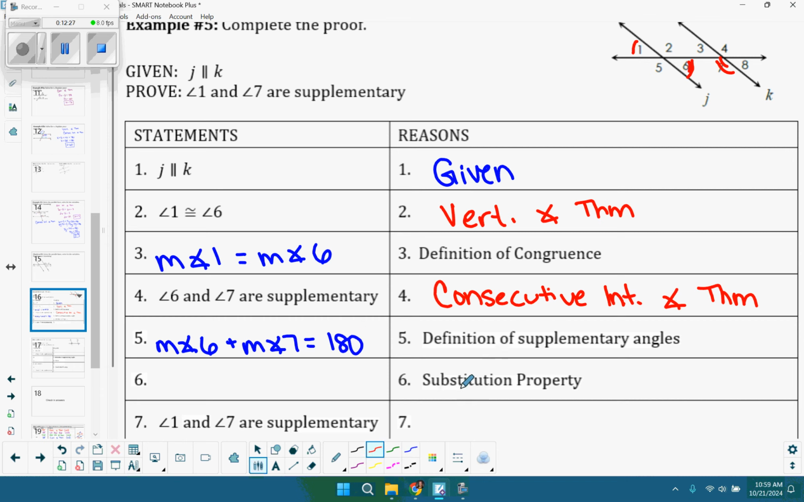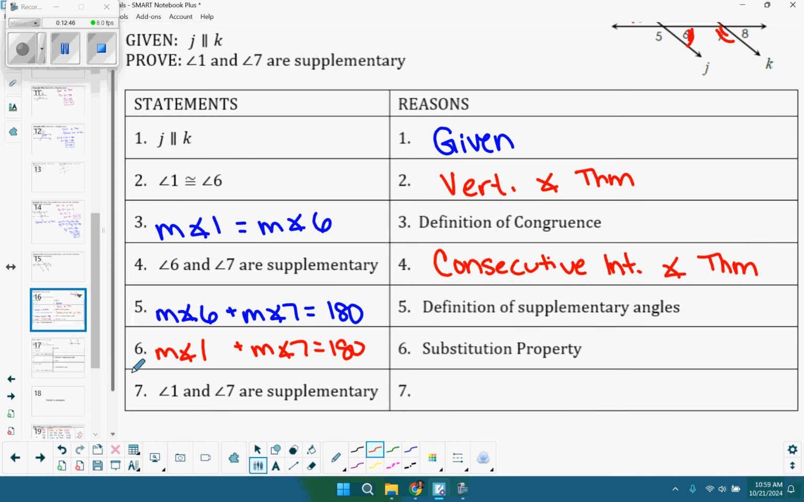Now I want to use substitution. The only equation I've had is that the measure of angle 6 plus the measure of angle 7 is 180. And I'm substituting in 1 and 6 are the same. So I'm going to change 6 to 1. And my last step is saying that 1 and 7 are supplementary. And I'm saying that because I knew they added to 180. That's the definition of supplementary.